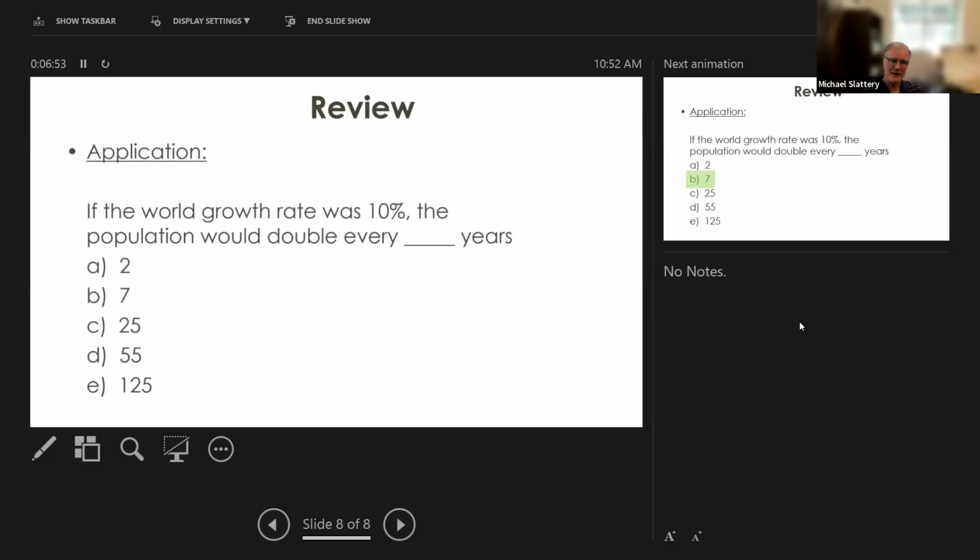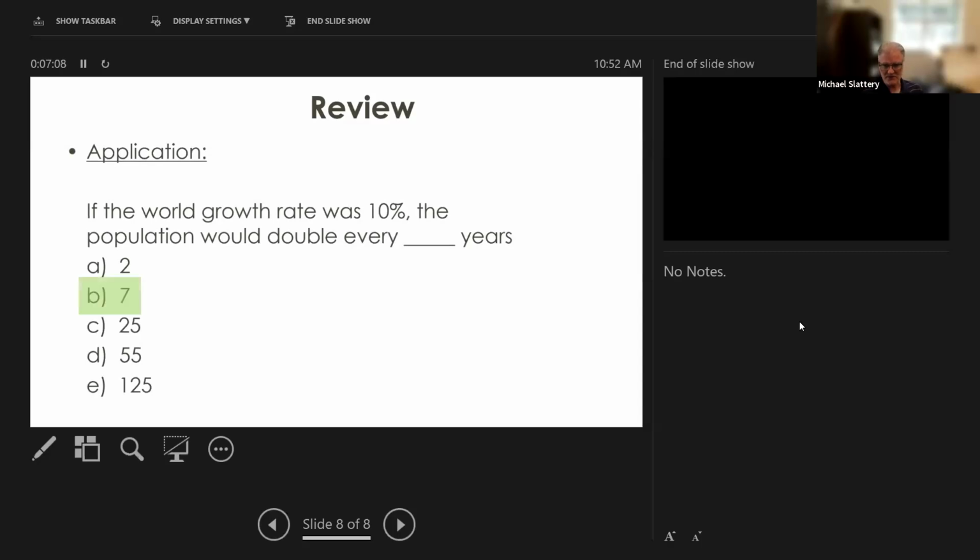And then finally, an application: if the world growth rate was 10%, the population would double every what? 25, 55, or 125? So here you're applying the doubling time equation, which is 70 divided by the percentage, and 70 divided by 10% would give you 7. So that's just a very quick overview of my approach in setting an exam and the type of questions that I ask.